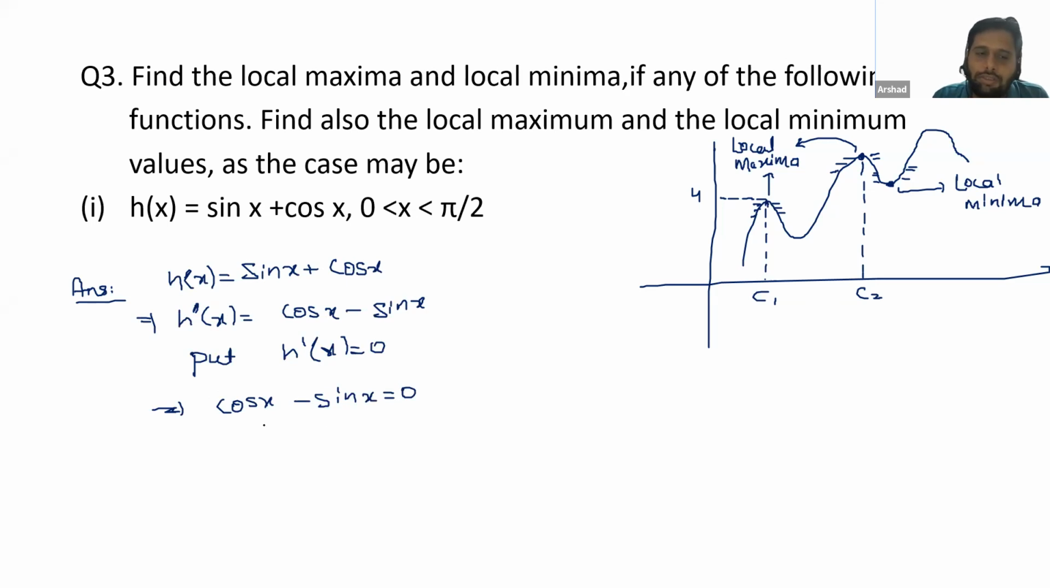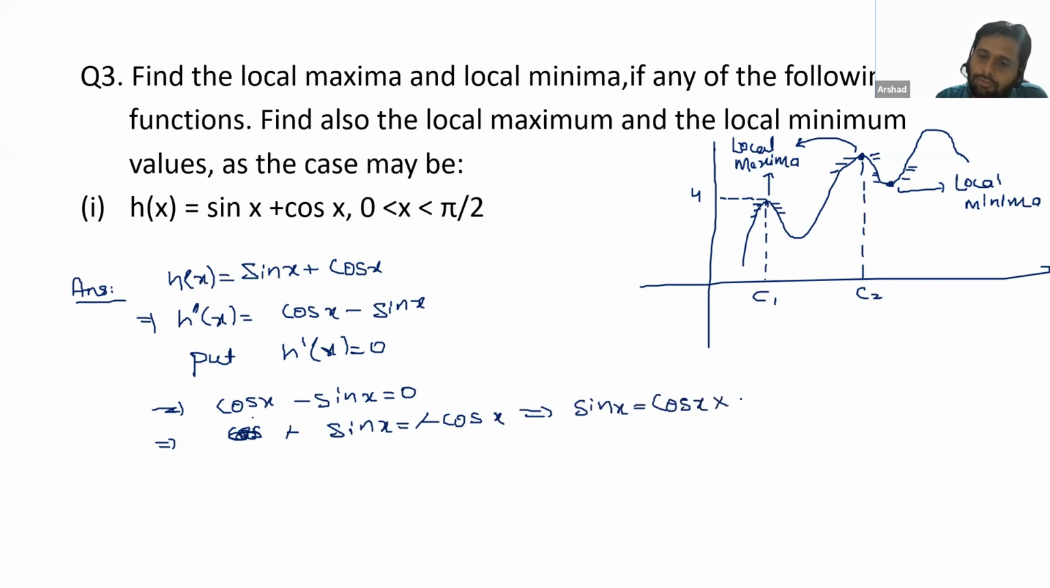Now in such types of questions, do not check this directly, because it will be very difficult for us to check for what angle these two ratios will be 0. So it will become quite tough. What you have to do is shift one of the ratios to the right side. So minus sin x is equal to minus cos x. Cancel out this minus. So sin x is equal to cos x.